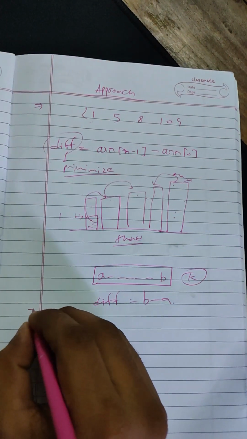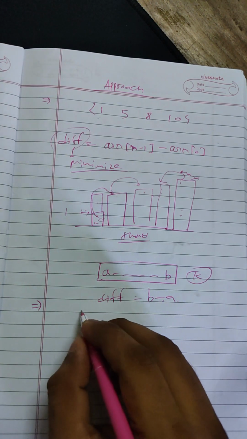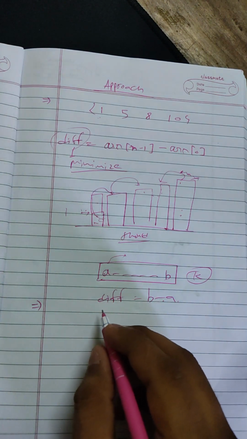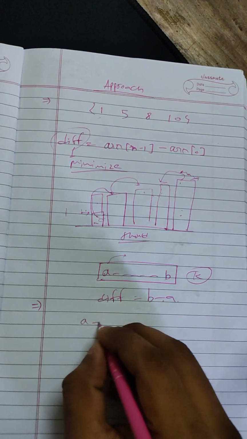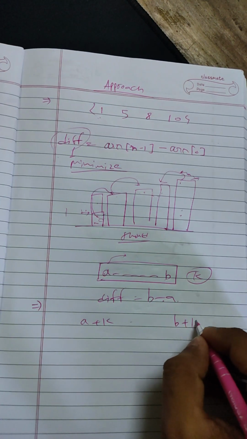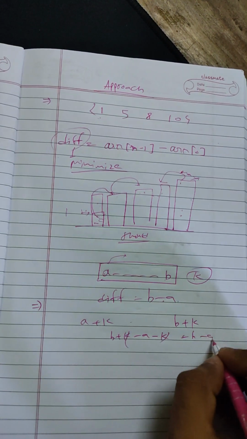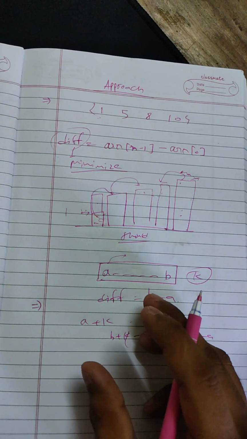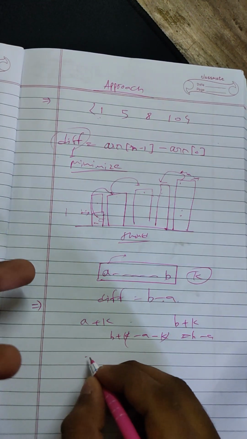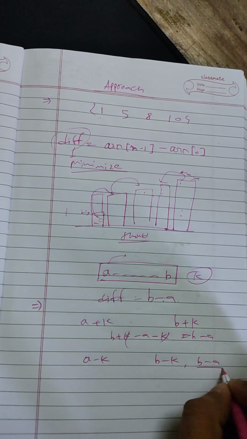So what I am saying is the difference is b minus a. If I add k to every element, then this is a plus k, something in the middle plus k, and in the last b plus k. Then the difference is b plus k minus a minus k, so b minus a. After adding something to all the elements, the difference does not change. Same case when subtracting: a minus k and b minus k, the difference is also b minus a.